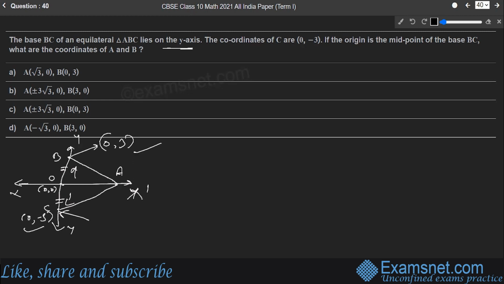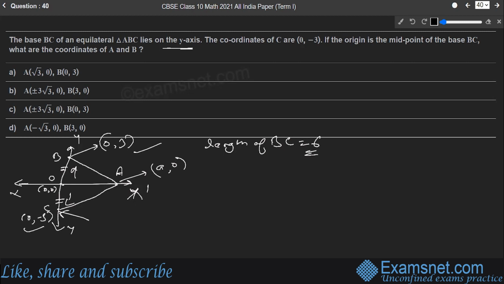Let us assume the coordinates of A. A lies on the x-axis, so obviously the y part of the coordinate should be 0. So let us have the coordinates as a, 0 for A. So these are the three coordinates that we have assumed. Now, what is the length of BC? The side BC has a length of 3 plus 3, which is 6. The length of BC is 6 units.